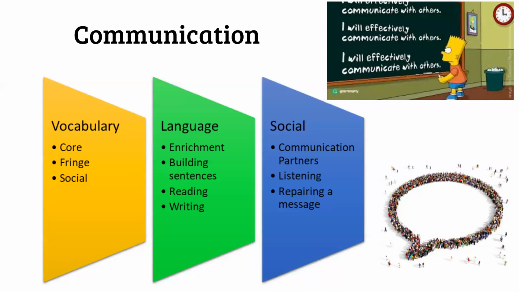The third is social communication. What are the rules for communicating with a partner? Take time to teach and reinforce listening skills, model feedback, and how to repair a message that was misunderstood.